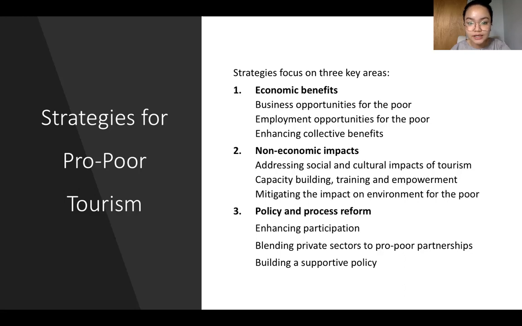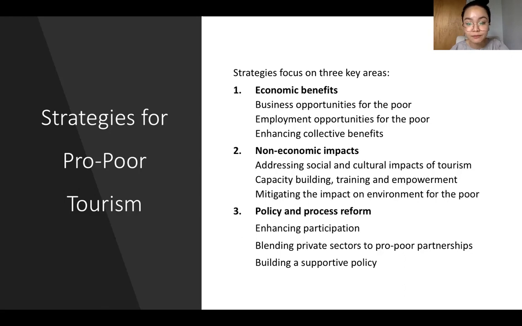Non-economic impacts, addressing social and cultural impacts of tourism. Tourist behavior such as Western habits is often regarded as cultural exchange. Capacity building, training, and empowerment. Because we all know that the poor often lack the skills and knowledge to take advantage of the opportunities in tourism. Therefore, the strategy should focus more on training classes for these people. Mitigating the impact on environment for the poor. Tourism can lead to displacement of the poor from their land and degradation of the natural resources on which the poor depend.